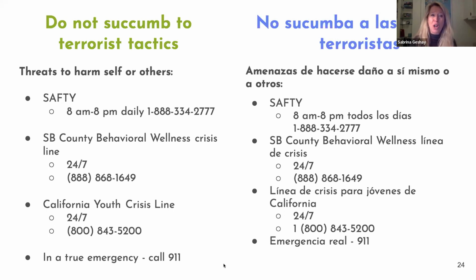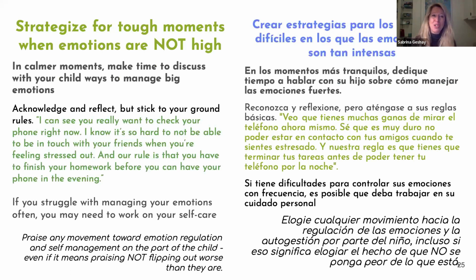So when emotions are not high, a good thing to do is strategize about emotion management and ways to de-escalate, regulate, and recalibrate before a meltdown happens. If you know that this is likely to produce a meltdown, it's so helpful if you had a conversation when both people were calm and come to some agreements about here's what's going to happen if. So seek out and have on deck strategies to keep yourself calm when power struggles occur. Talk about emotions and needs, acknowledge and reflect, but really stick to your ground rules.